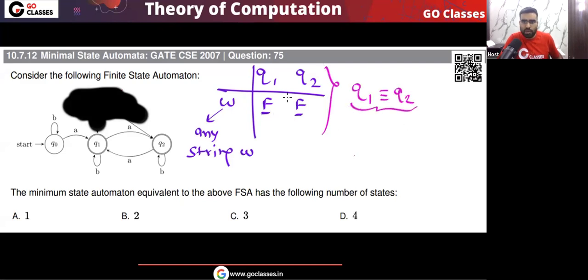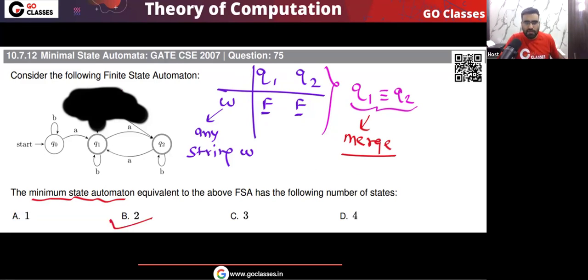They are equivalent because on every string, Q1 and Q2 always go to a final state. So that is the reason I can say that these two states are equivalent, so we can merge them. When you merge, finally you will get two states. So the number of states in the minimal DFA, the answer will be 2. Very simple.